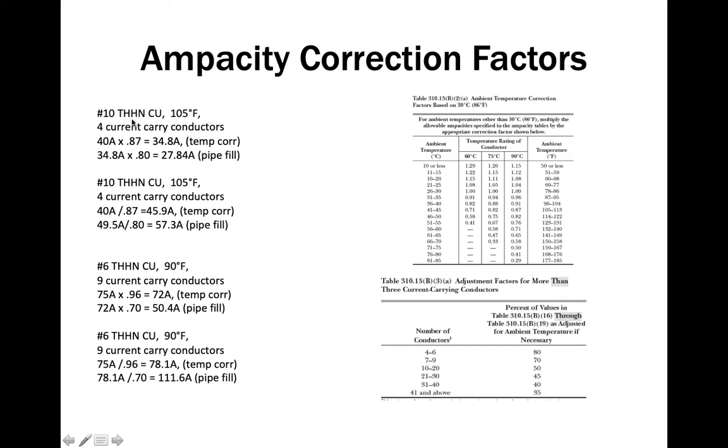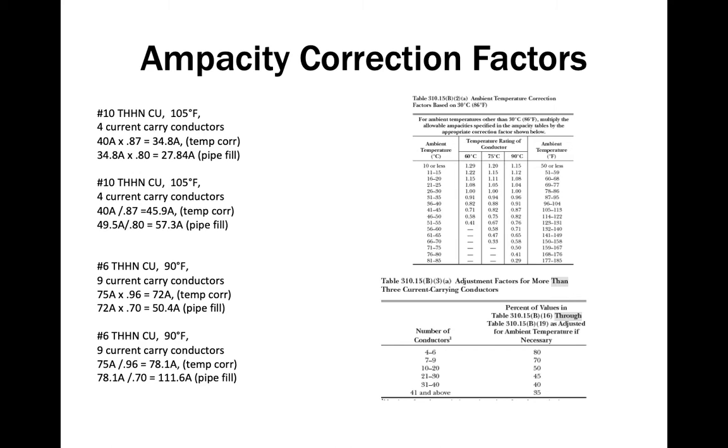All right, number 10 conductor, 90 degrees C insulation, running through 105 degrees ambient temperature, 4 current carrying conductors. That number 10 at 90 degrees C insulation can carry 40 amps. I go to my temperature correction table, run down the right-hand column to find 105 degrees. There it is, 105 to 113. Slide my finger over to the 90 degree column and get 0.87. I multiply 40 times 0.87, and I derate the ampacity of my conductor to 34.8 amps.